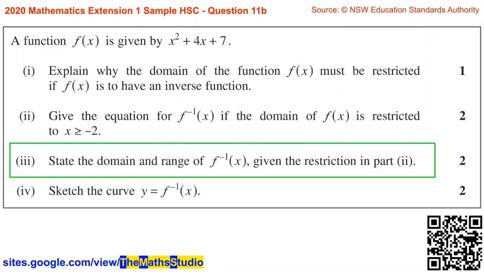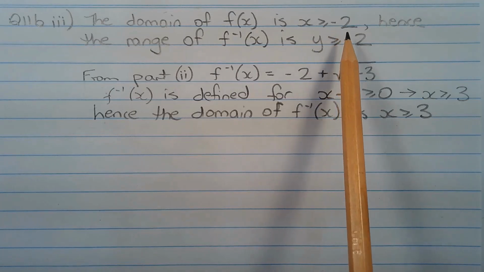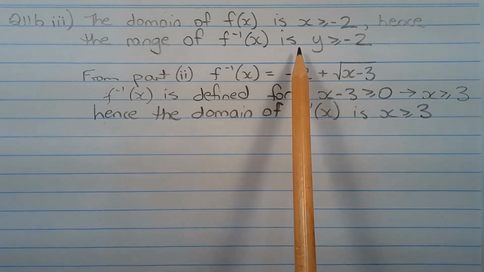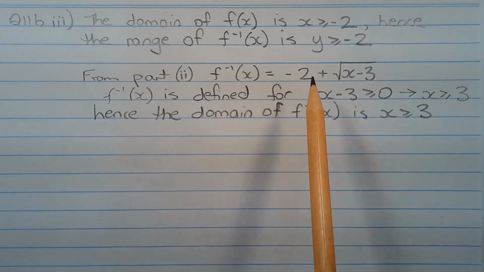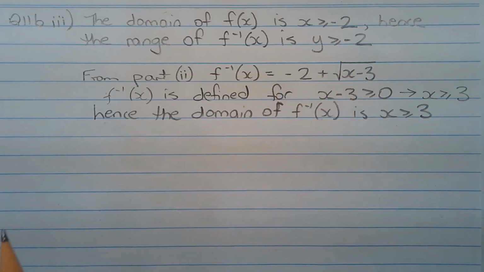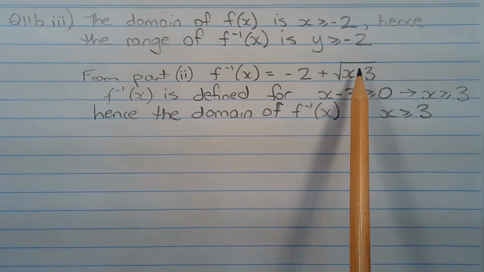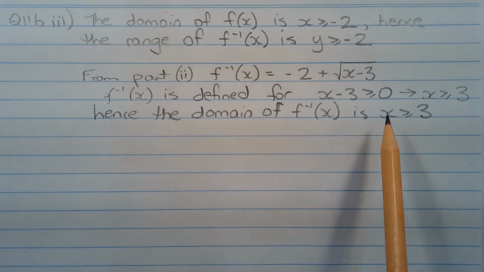Part 3. State the domain and range of f inverse of x, given the restriction in Part 2. The domain of f of x is greater than or equal to -2, which corresponds to the restriction given in Part 2. Hence, the range of f inverse of x is y is greater than or equal to -2. From Part 2, f inverse of x is equal to -2 plus the square root of x minus 3. F inverse of x is defined for x minus 3 greater than or equal to 0, as we can't have a negative value inside the surd. Hence, the domain of f inverse of x is x greater than or equal to 3.